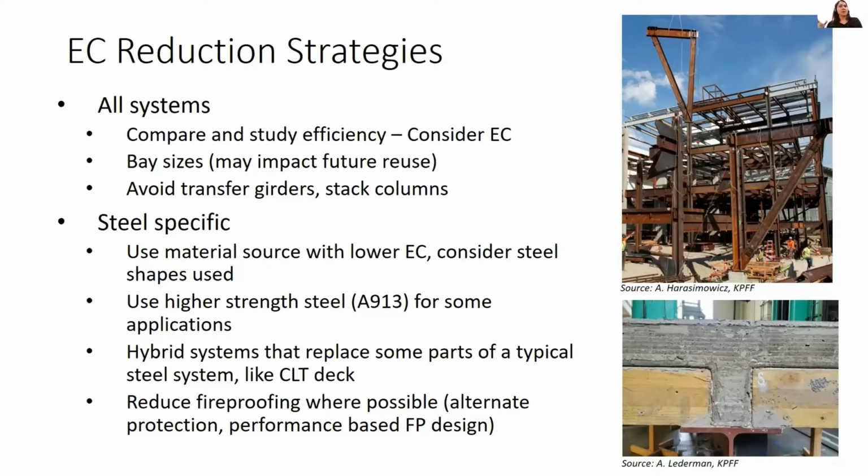So looking at those bay sizes is one thing to look at in terms of how that's impacting your embodied carbon. It is important to note, though, that at some point, if you get too small in the bay sizes, that may impact your future use. You don't want to make it so that your building only works for one use, and if they want to change it somewhere down the line, they say, oh, there are too many columns or something like that. Another one is avoid transfer girders, right?